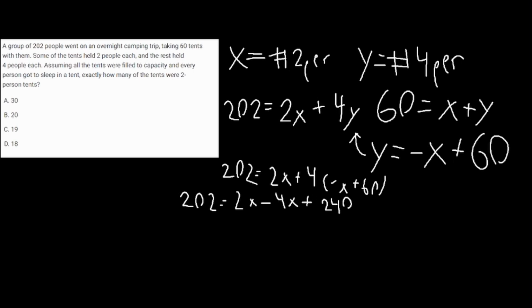Now, adding our x's together and subtracting 240 from both sides, we get negative 2x equals negative 38. And if we then divide by negative 2, we get x equals 19, which is answer choice C.